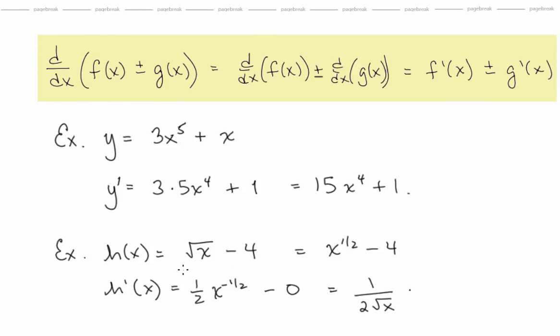Similarly, if we have h of x equals radical x minus 4, remember that radical x is x to the 1/2, so writing it this way helps fit it into our derivative rules. And then taking the derivative h prime, we're going to have 1/2 x to the -1/2 minus the derivative of 4, the derivative of a constant, is 0. And simplifying this term, we get, again, 1 over 2 radical x. And so that's h prime of x.